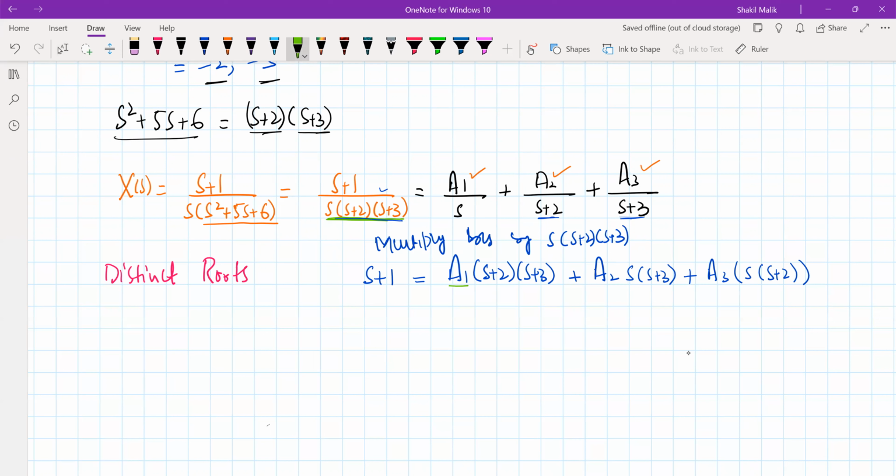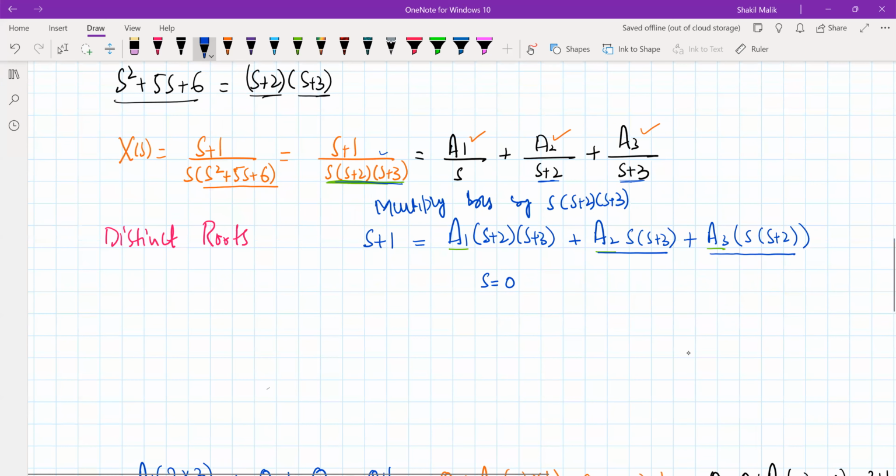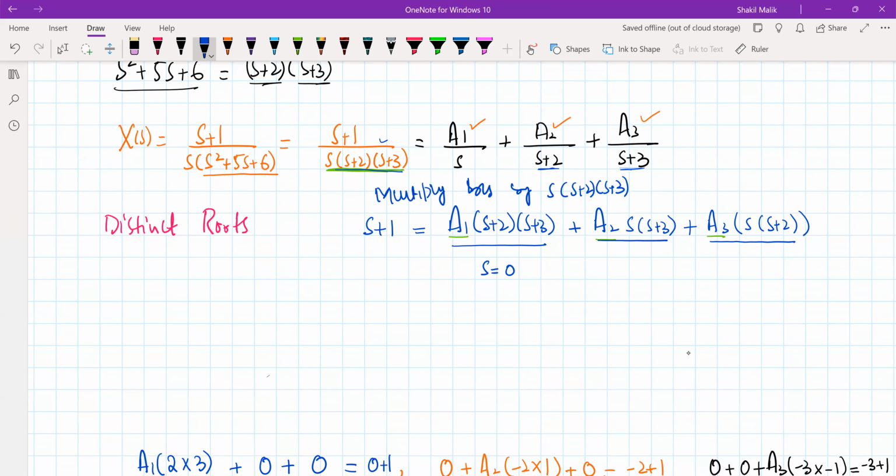So our goal is to find a1, a2, and a3. What we'll do, we'll simply make two terms 0 and find one of the residues or constants. So if we put s equal to 0 in this, what will happen? This term will be 0 because s is 0. This term will be 0. So we'll be left with only this term, which is non-zero. So that means s is 0, so it will be 0 plus 1. That's equal to a1 times, when s is 0, it will be 2 multiplied by 3.